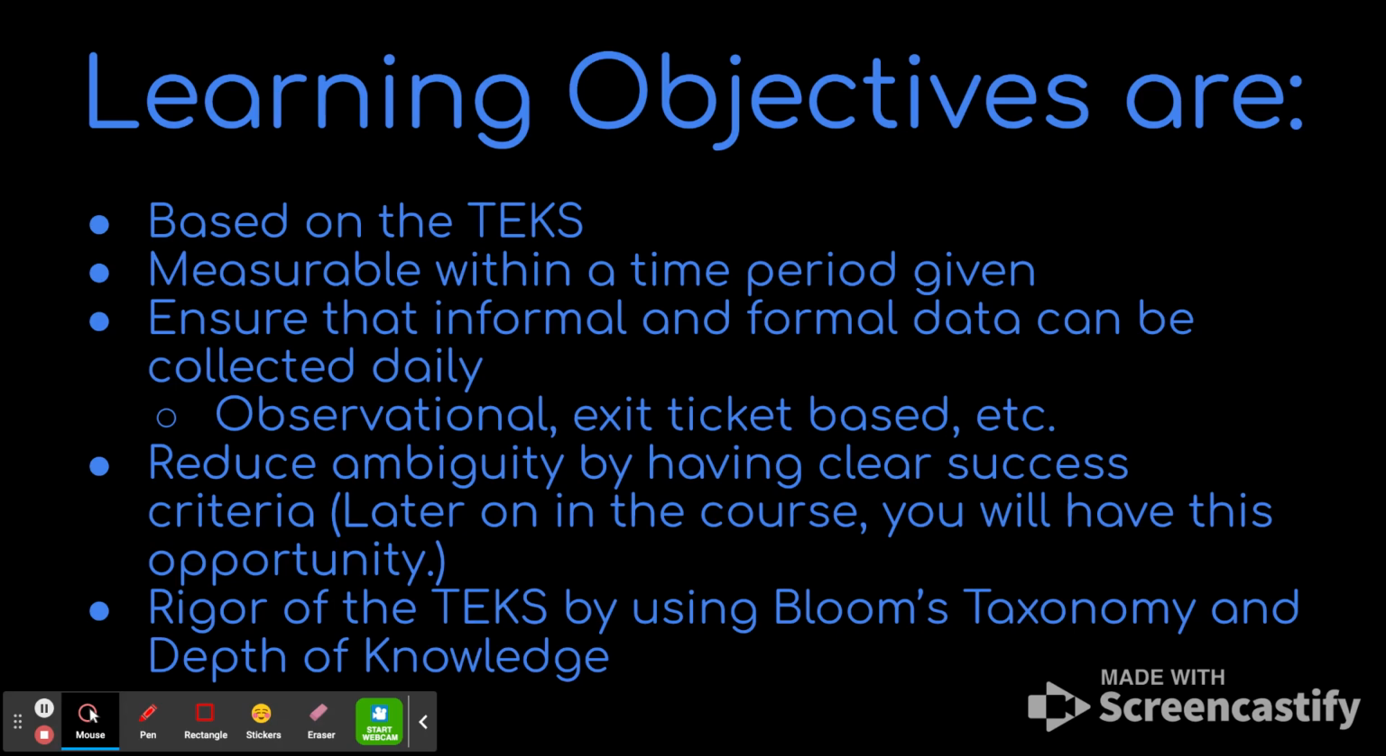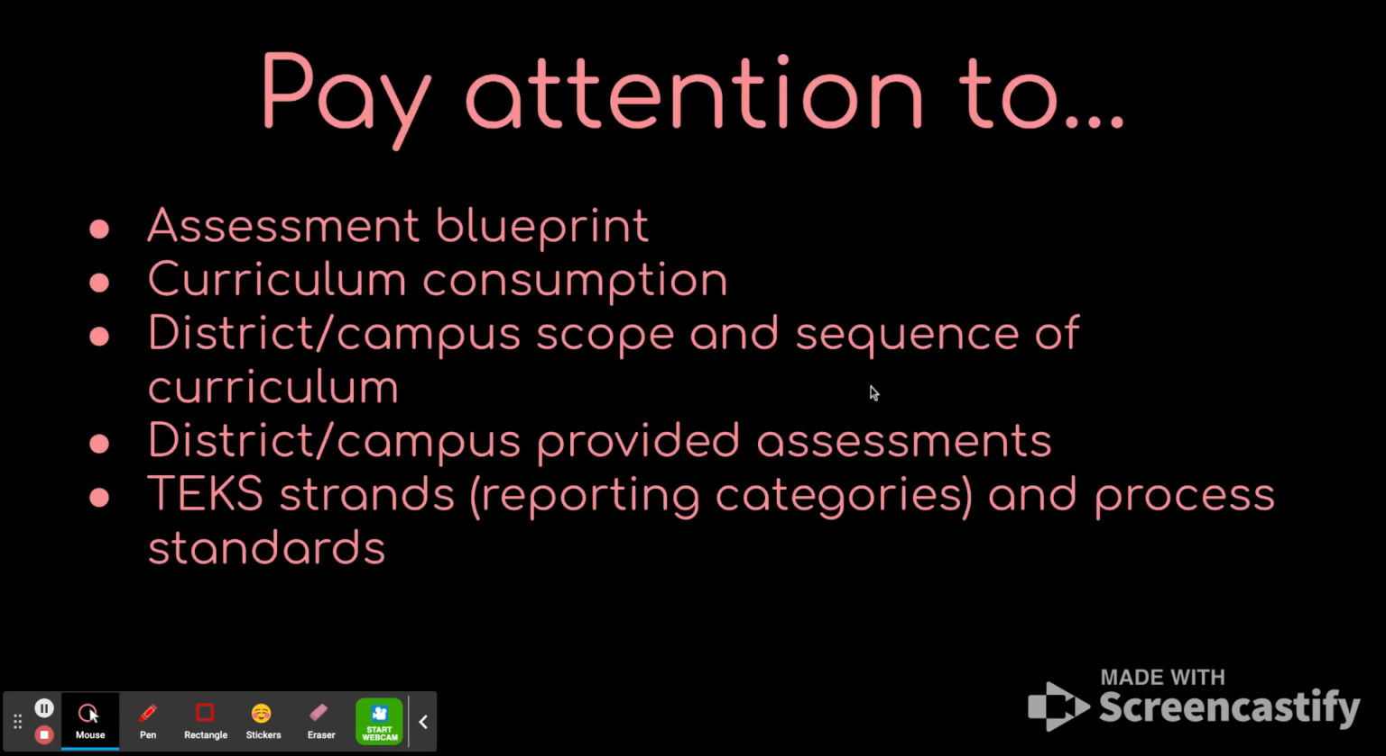I'm also reducing ambiguity by having clear success criteria. So later on in this course, you will have this opportunity to create some of that success criteria, and also create a student self-assessment that will be for extra credit, which can also help you once you get into the classroom immediately. Okay. And then we also want to ensure that our learning objectives are based on the rigor of the TEKS by using Bloom's taxonomy and depth of knowledge, which is covered more in your text.